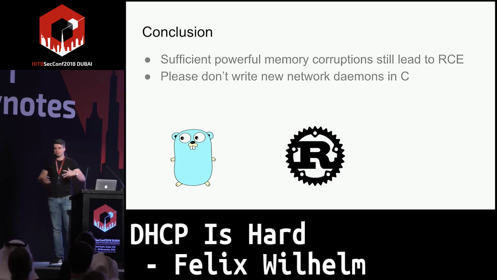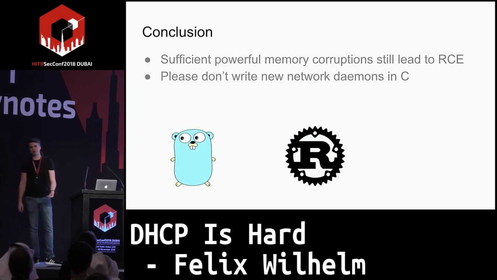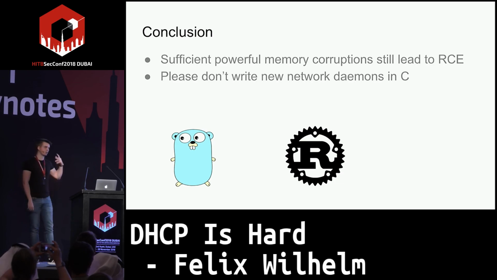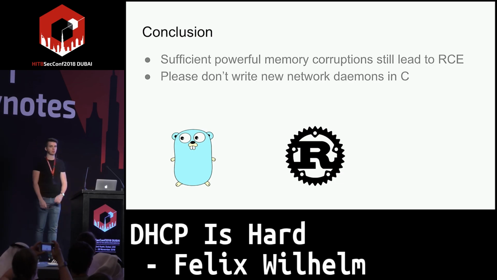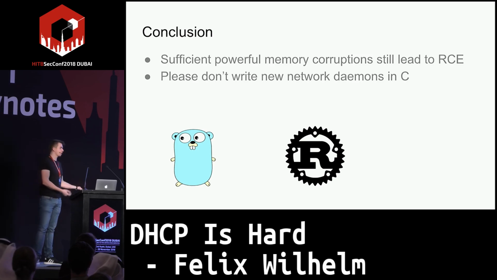And finally, if you have a sufficiently powerful memory corruption, like a heap out of bounds write and an infoleak, you can still turn them into RCE. So some people argue, hey, a lot of these bugs are not exploitable, but if you actually invest the time, you can still do this and get a shell out of these bugs. And of course, for that reason, please don't write new network daemons in C.